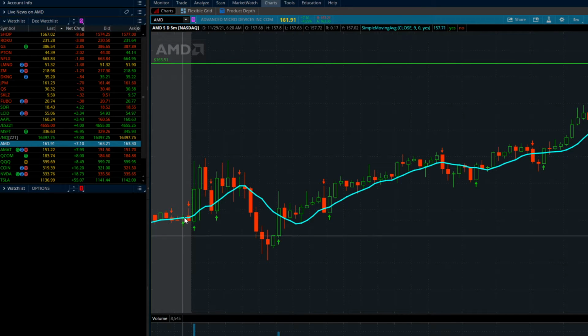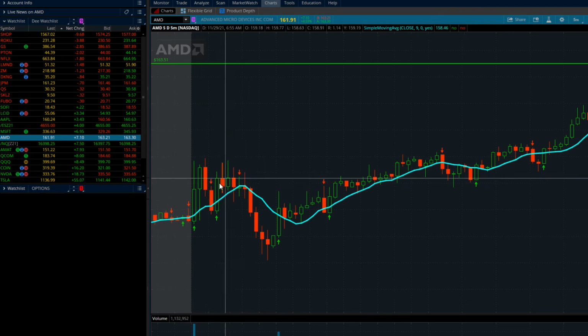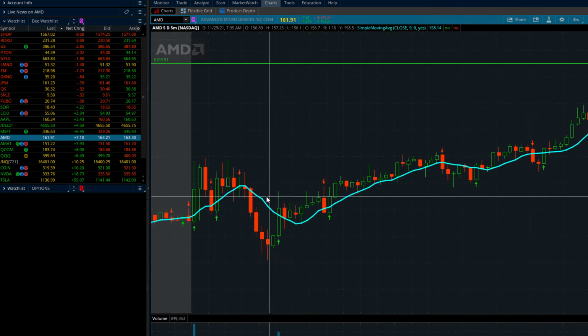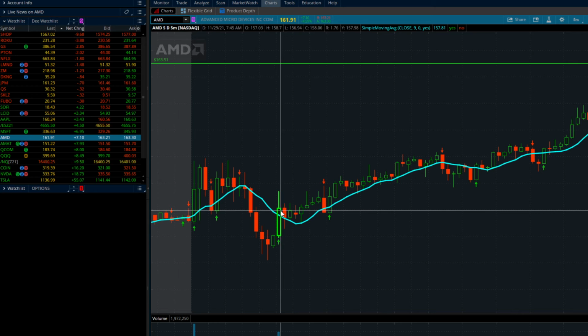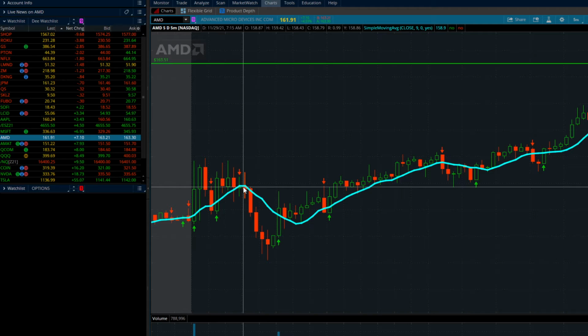So if we just go ahead and look, what we are looking to do is look for the stock trading above the 20 period moving average or below the 20 period moving average. And what we're looking for is a reclaim of that 20 period moving average, or we're looking for a breakdown close underneath the 20 period moving average. That is it. It is very, very simple.